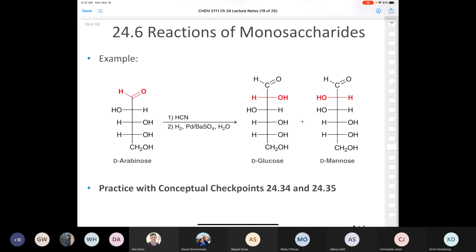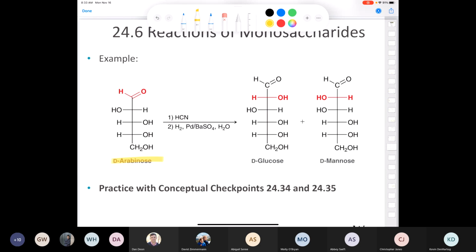Here's overall what the reaction would look like. Let's say we took D-arabinose. Again, I wouldn't expect you to memorize the name of D-arabinose, but in the first step, you treat it with hydrogen cyanide and form the cyanohydrin. And then we treat that with hydrogenation conditions using palladium. Remember palladium on carbon? Well, here we're putting the palladium on barium sulfate, and we're doing the reaction in water. And again, that hydrogenation produces the imine, which is hydrolyzed to produce the aldehyde.